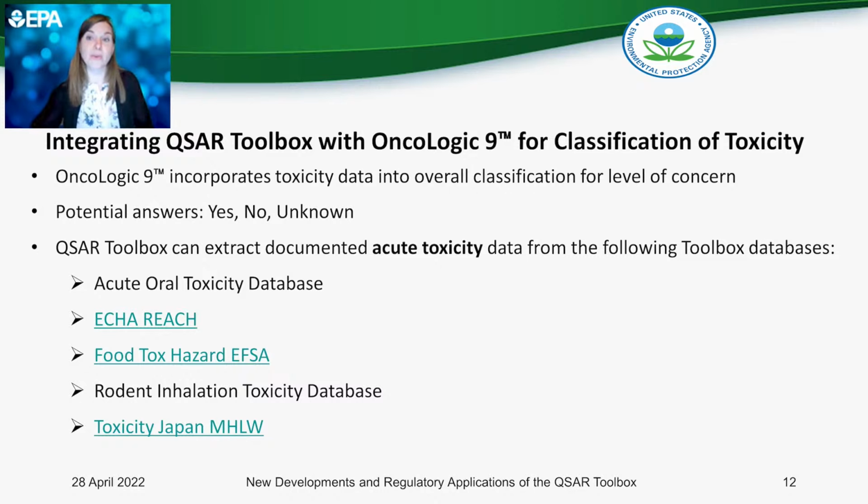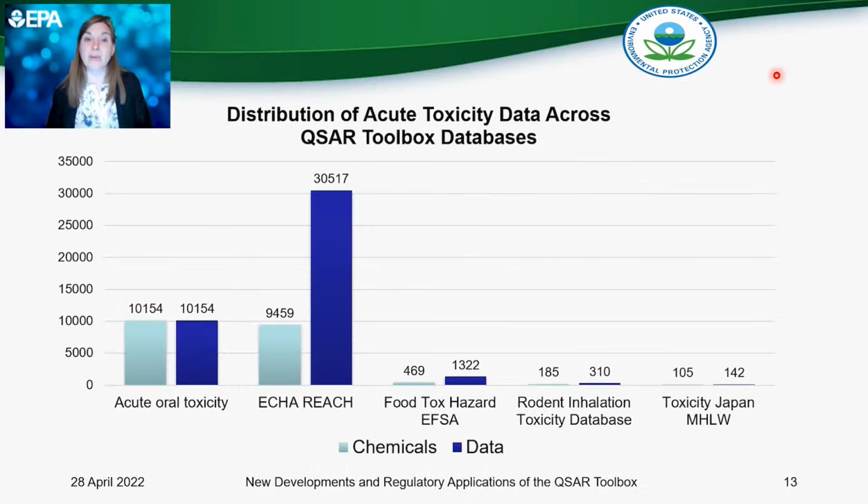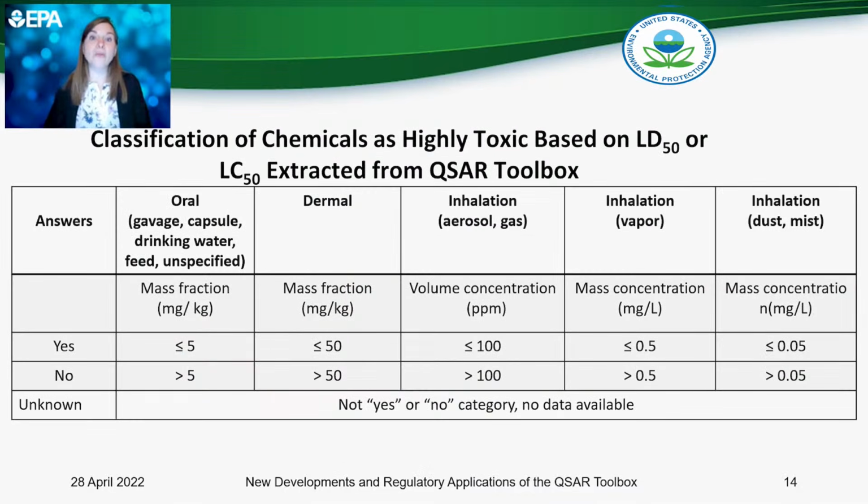Again, here are the Toolbox databases that QSAR Toolbox will search, and here is the distribution of data that we find across these different databases. The acute oral toxicity database and ECHA Reach both have data for over 10,000 chemicals that are able to be searched. Now, how does QSAR Toolbox provide an answer of yes, no, or unknown to Oncologic?